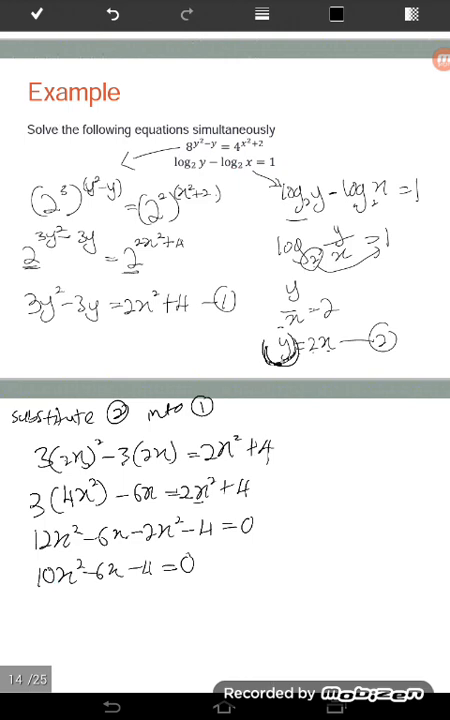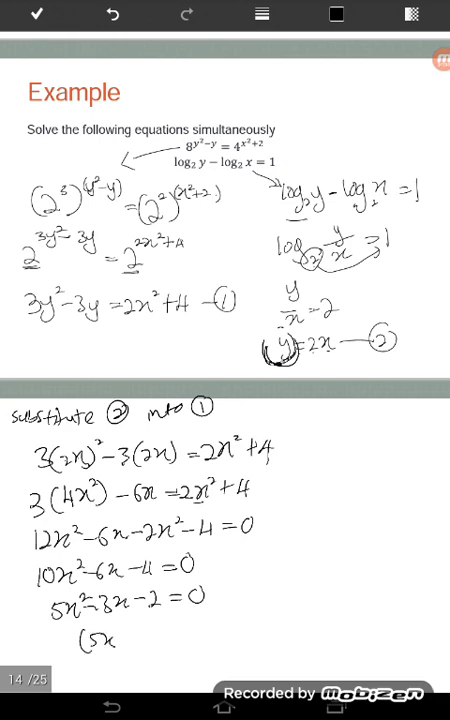Okay, so saya simplify dulu, kecilkan. So divide by 2, which is 5x squared minus 3x minus 2 equal to 0. Okay, saya bagi 2. Kenapa? Sebab this one can divide by 2, this one also can divide by 2, and this one also can divide by 2, and 0 also can divide by 2. Become this one. And then factorize.